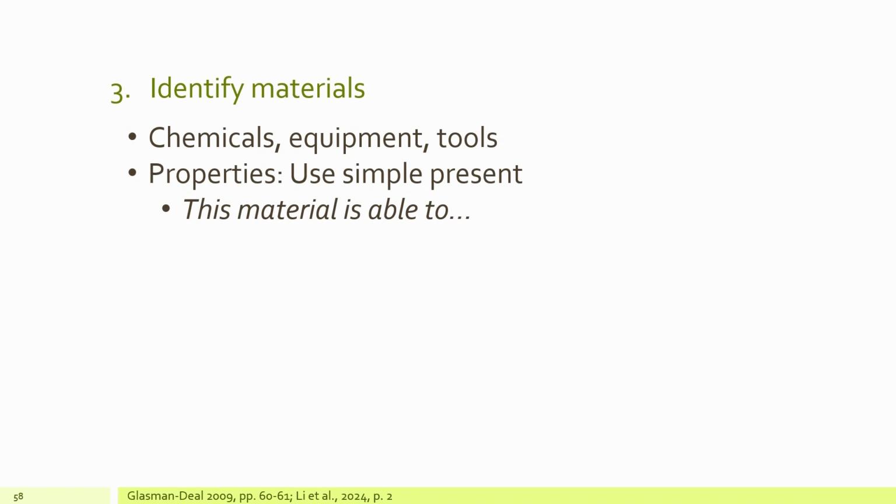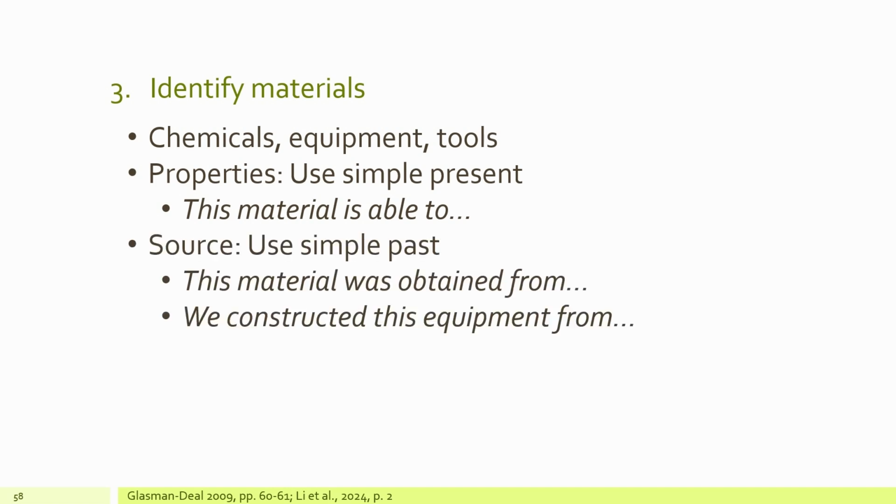Whether your materials are physical or virtual, you may need to describe their properties using present tense, such as "this material is able to..." The source of the materials, using simple past, shows where the materials came from so other researchers can reproduce the experiment. For example, "this material was obtained from..." Source may not be necessary, for example, if you constructed your own materials. However, then you are arguably the source yourself, so stating that you constructed your own materials would be the detail to include.